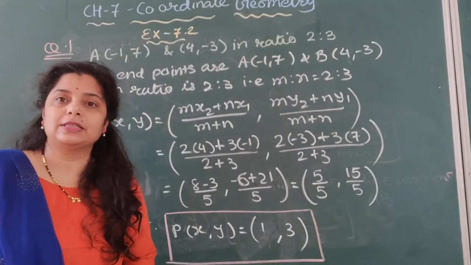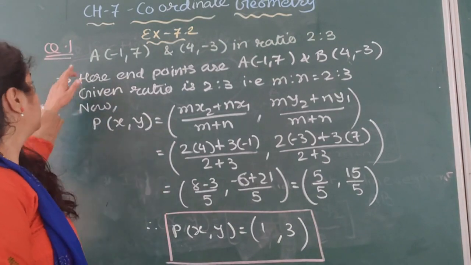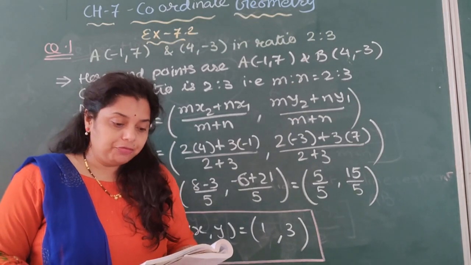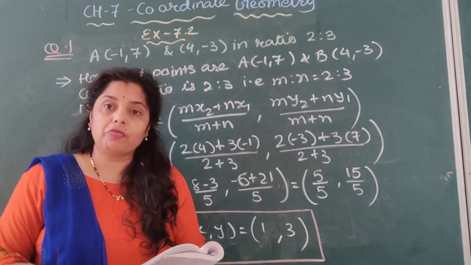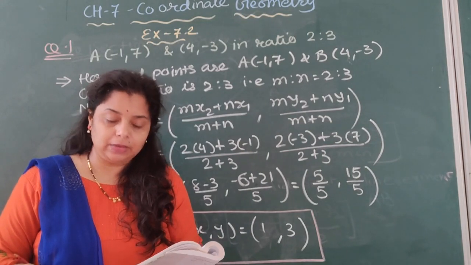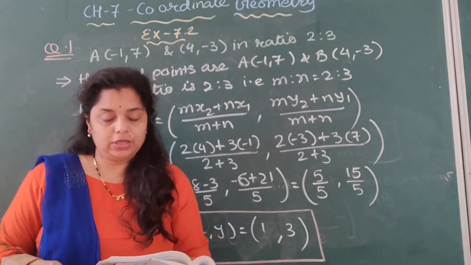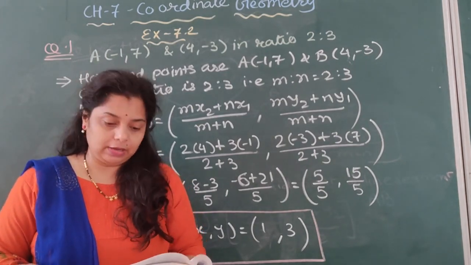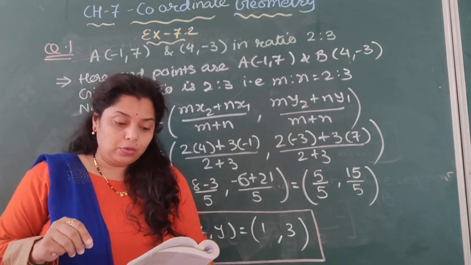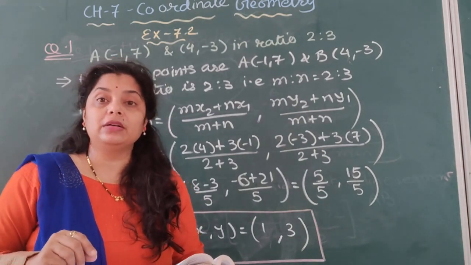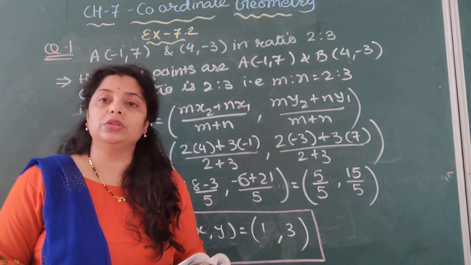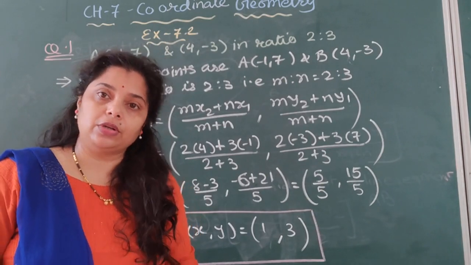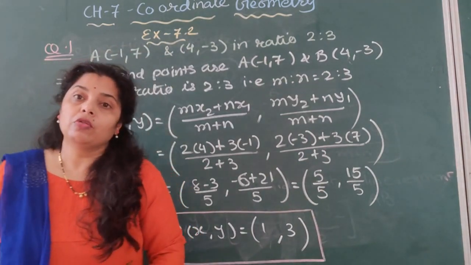Now let's start exercise 7.2 and we are going to do the first sum. In that it is given: find the coordinates of a point which divides the join of (-1, 7) and (4, -3) in the ratio 2:3. So here endpoints of the line segment are given, okay, and the ratio is given and we have to find out the point which divides this line segment into the ratio 2:3. Point means we have to find out its coordinates, x coordinate and y coordinate. So we are going to use the section formula here.